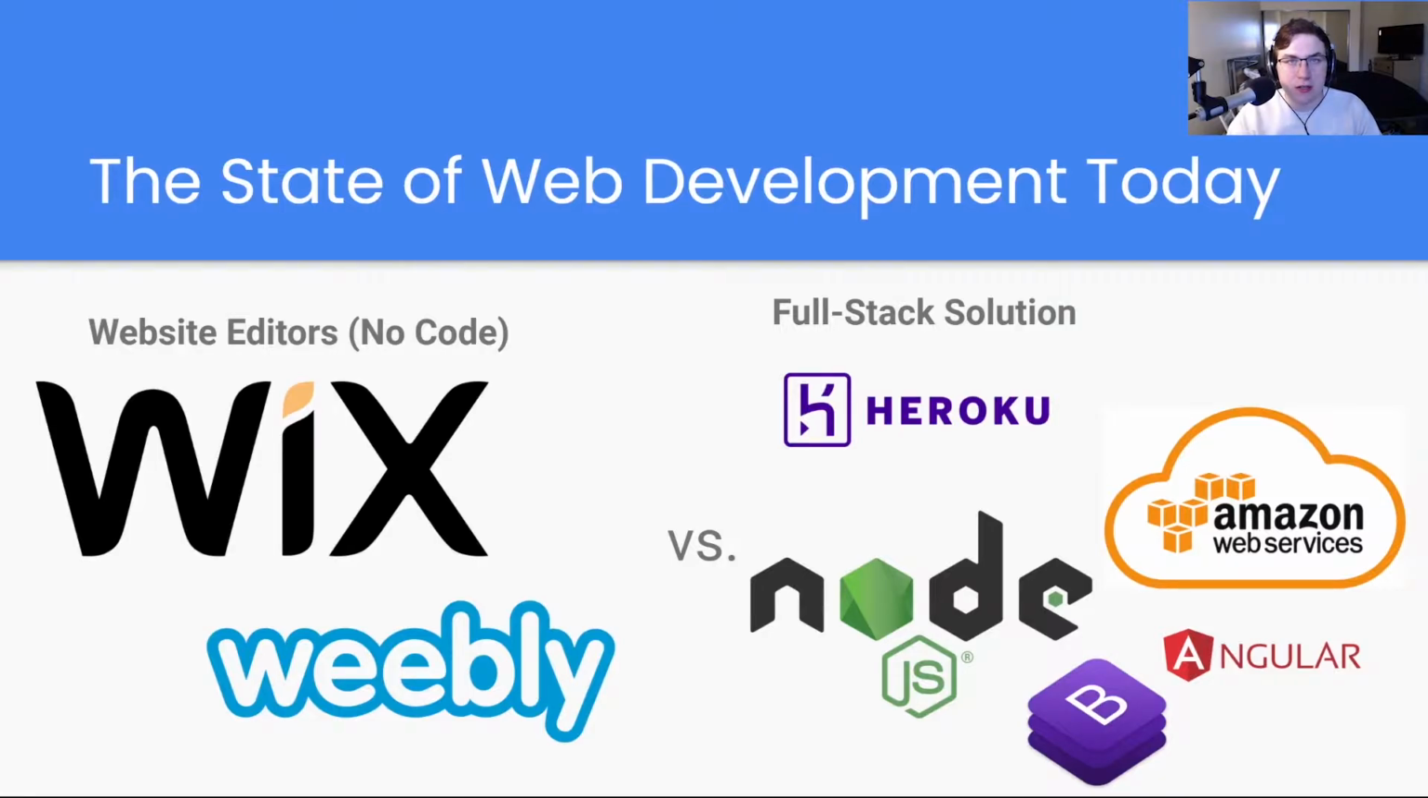If you don't know how to code, they make it very easy, with drag and drop systems and stuff like that. But if you're more professional, or a bigger company, or need some more features that Wix or Weebly can't give you, that's where you see these full stack solutions. They use all these big, complicated names like Heroku, Amazon Web Services, Node.js, etc. Most websites these days are either going to be built by a website builder or manually coded.